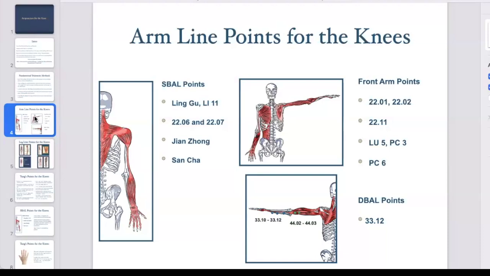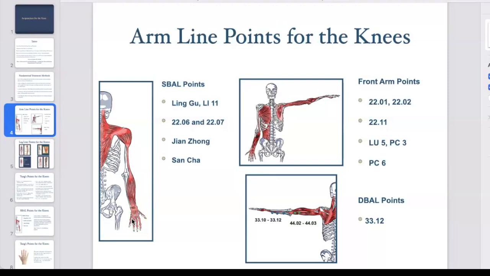So here's the points, some of the key ones that we're going to speak about on the arms and on the superficial back arm line include Lingu and Li11. And then 22.06 and 22.07 is on the Sanjiao line. So 22.06 is essentially Sanjiao 3. And then if we go to the proximal junction of the fourth and fifth metacarpals, there's 22.07.